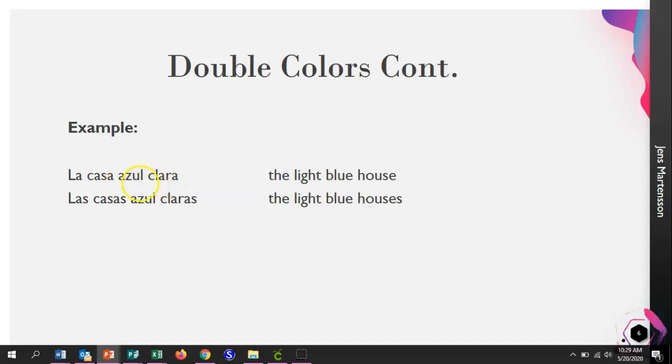We only focus on the second adjective to make it plural, okay? So in other words, if we've got las casas, that's feminine. That is a vowel, so we're going to just add an S. Azul claras. We also make the second adjective plural. You see how we didn't do anything to the first color. This is important. Even if you're Latino, I have heard several Spanish-speaking Latinos make both adjectives plural. Wrong. You only focus on the second color to make it plural.